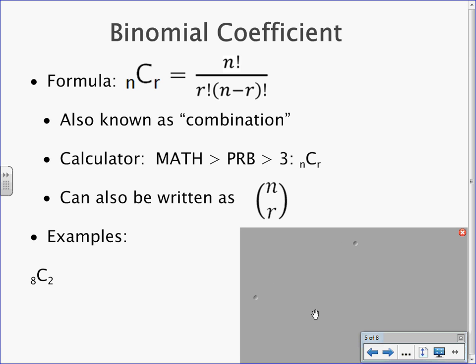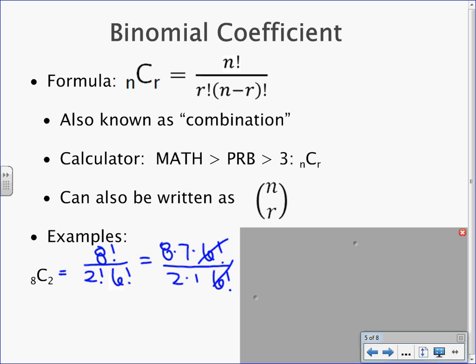Okay? So 8 combinations of 2. If we use the formula, then it would be 8 factorial over 2 factorial times 8 minus 2, which is 6 factorial. Let's just recall how to reduce fractions with factorials. Take out the 6 factorial and the first 6. So 8 times 7 times 6 factorial is what I can say this is, over 6 factorial, 2 factorial, 2 times 1. So those cancel, and we have 8 times 7 divided by 2, which is 28.